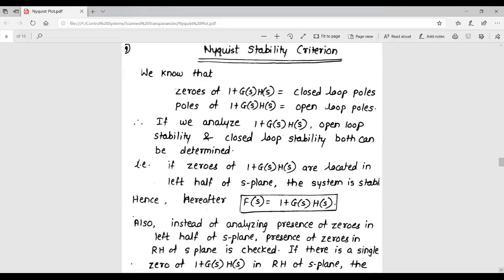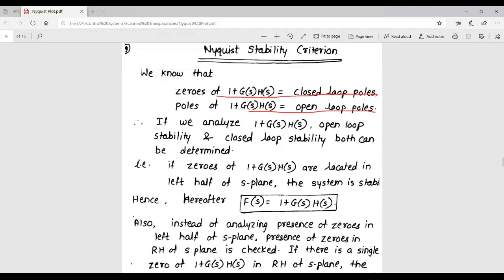Right? Now, let us revisit what we discussed about zeros and poles of 1 plus GSHS. We know that the open loop stability can be commented on or analyzed with the help of open loop transfer function. Similarly, closed loop stability is analyzed with the help of closed loop transfer function from the location of closed loop poles. In the previous session, we have also discussed that zeros of 1 plus GSHS are nothing but closed loop poles of the system, and poles of 1 plus GSHS are nothing but open loop poles of the system, right?